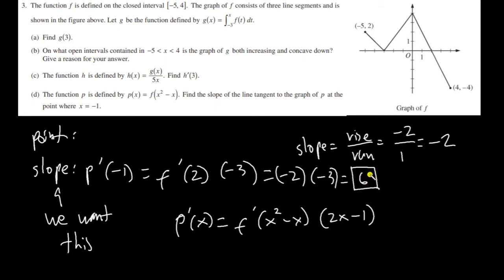Okay? This was a 3-point question, 2 points for finding p prime of x, and 1 point for finding p prime of -1. That's the end of question number 3.